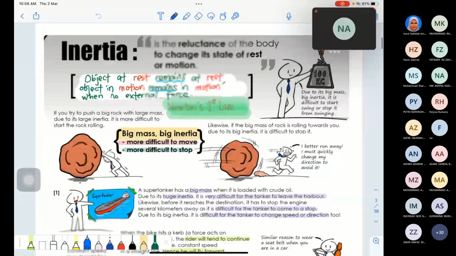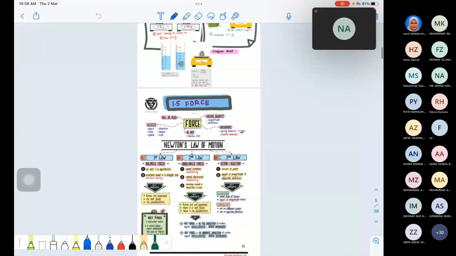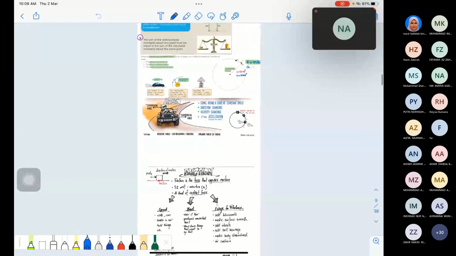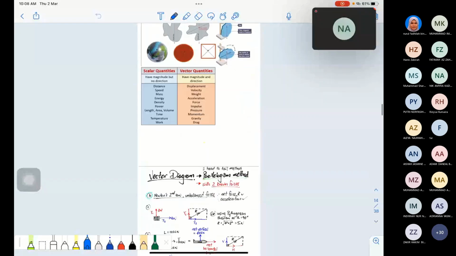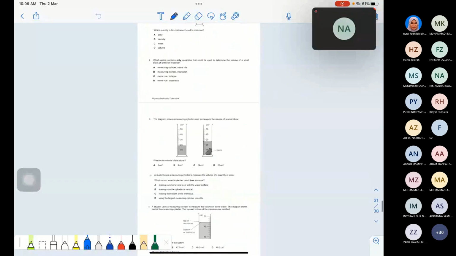Sebenarnya banyak lagi lah kan. Ada inertia, ada density, ada force. Tadi baru boleh cakap tentang force tu. Okay, and then Hooke's law. Tu ada pressure sikit, energy, power dan pressure. Okay, nanti saya bagi link. Nanti kita decide bersama lepas ni.